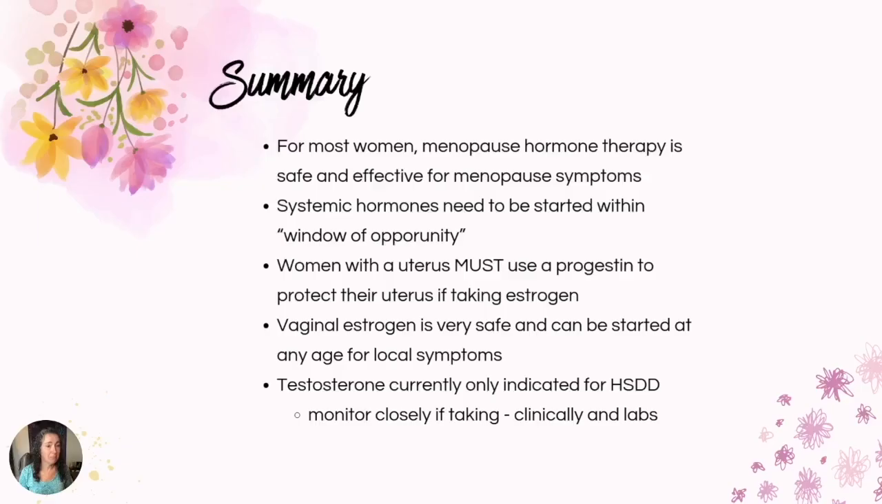Women with a uterus must use a progestin to protect their uterus if they're also taking estrogen. Vaginal estrogen is safe and effective and can be started at any age for local symptoms. And testosterone is currently only indicated for hypoactive sexual desire disorder.